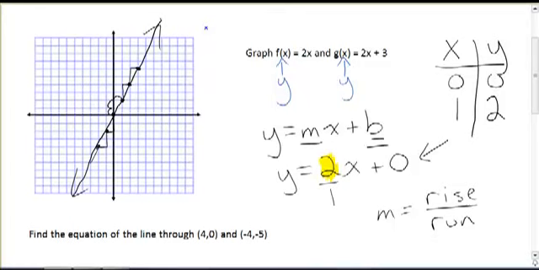Our other line was this one right here. G of x equals 2x plus 3. Well, now notice the difference here. The slope is still the same. The slope is 2, but the y-intercept is 3. So that tells me, let me graph this in green so that it stands out different. I'm going to start at 3 on the y-axis. So I'm going to go up to 1, 2, 3, and I'm going to make a point right there.